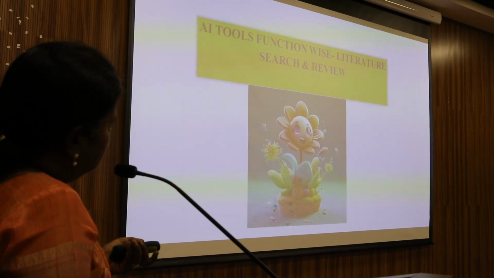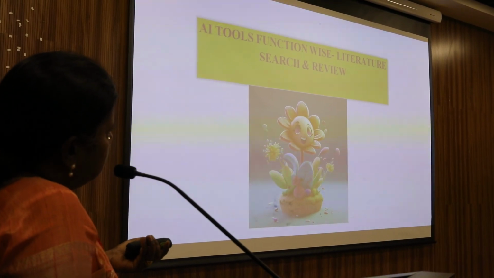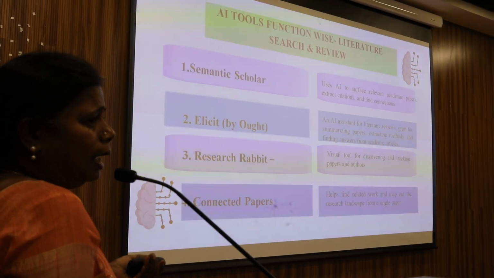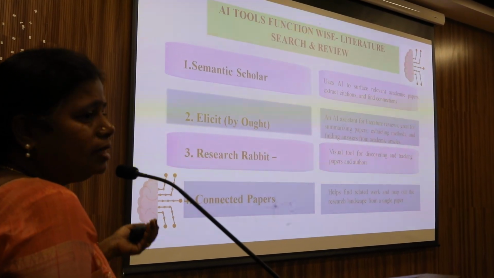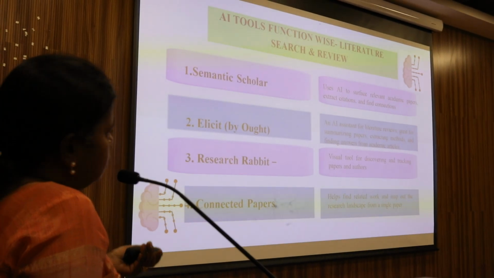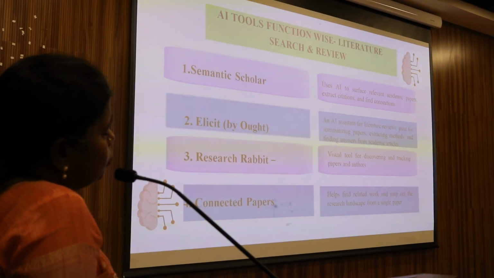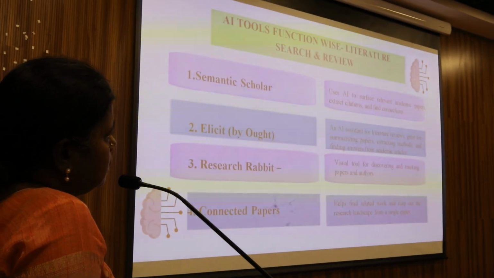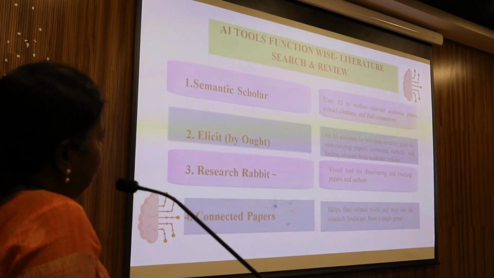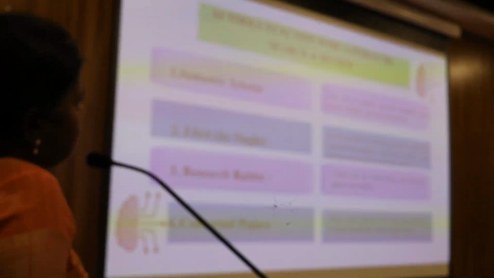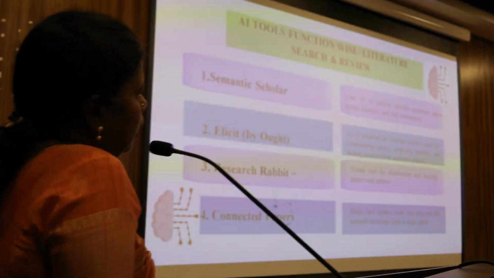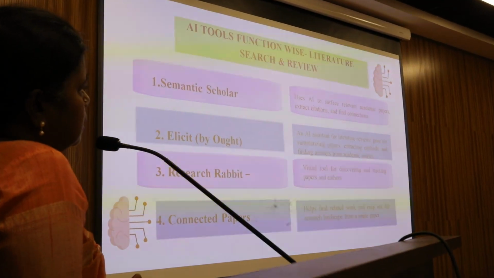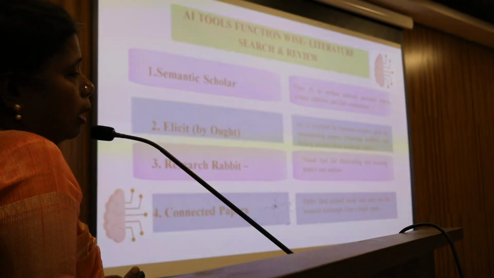So we'll see the function-wise AI tools. Under literature search and review, there are many applications actually. So I'm just naming a few here as tools. Semantic Scholar uses AI to surface relevant academic papers, extract citations and find connections. And we have Elicit by Ought, an AI assistant for literature reviews, great for summarizing papers, extracting methods and finding answers from academic articles.